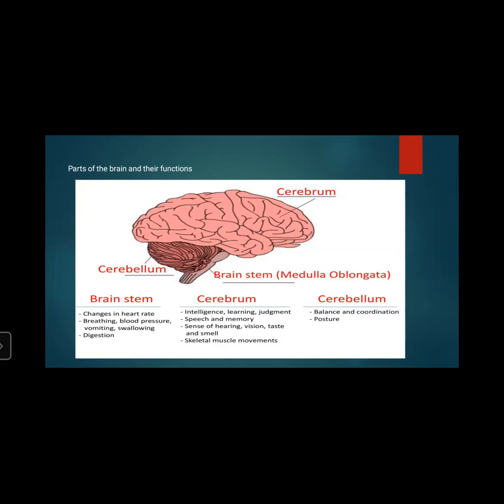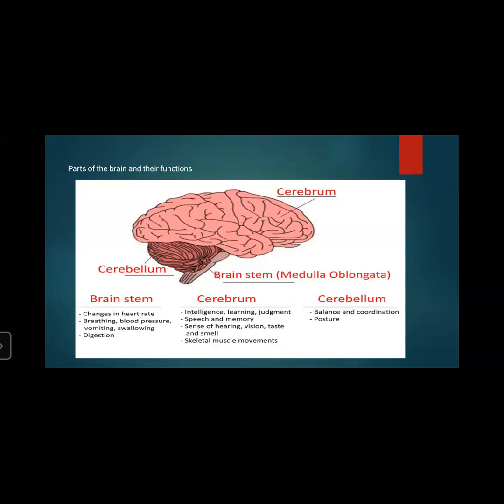Then medulla oblongata. It controls involuntary activities like the beating of the heart, blood circulation, breathing, sneezing, coughing, and salivation, etc. Spinal cord: conduction of impulses from the skin towards the brain, conduction of impulses from the brain to muscles and glands, and it functions as the center of control of reflex actions. The brain stem, meaning the medulla oblongata, controls changes in heart rate, breathing, blood pressure, vomiting, swallowing, digestion.